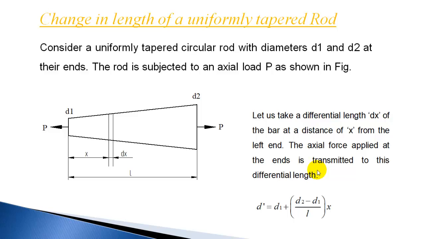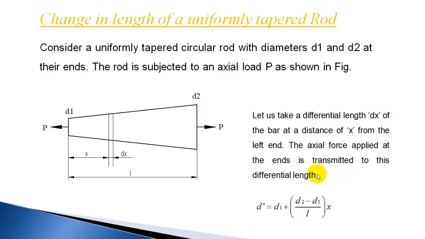We already know how to find out the change in length of a bar of uniform cross section. When the area of cross section is the same throughout the length, you can find out the change in length using the equation PL by AE. That is, P is the load, L is the length, A is the uniform area of cross section, and E is the Young's modulus. So the PL by AE equation can be used when the bar is of uniform cross section throughout its entire length.